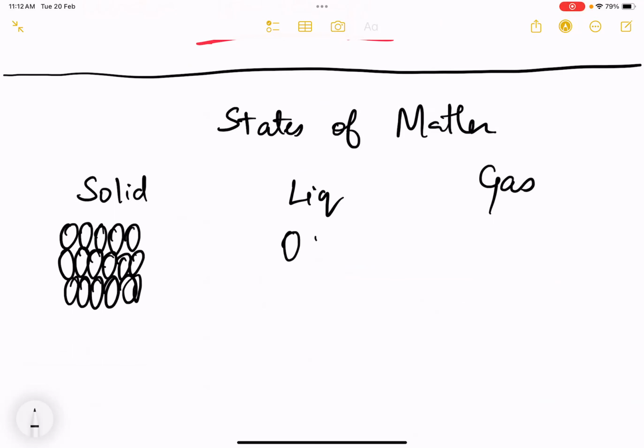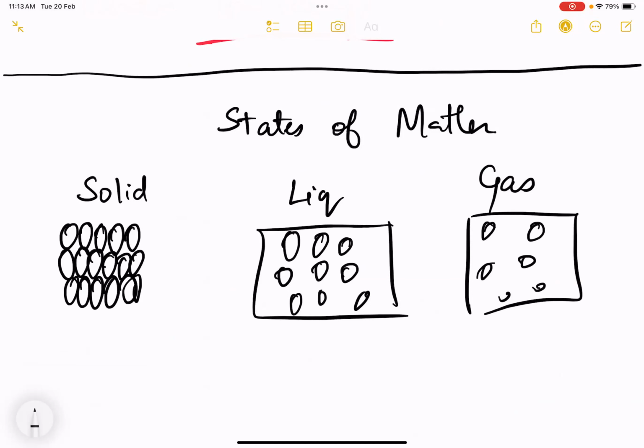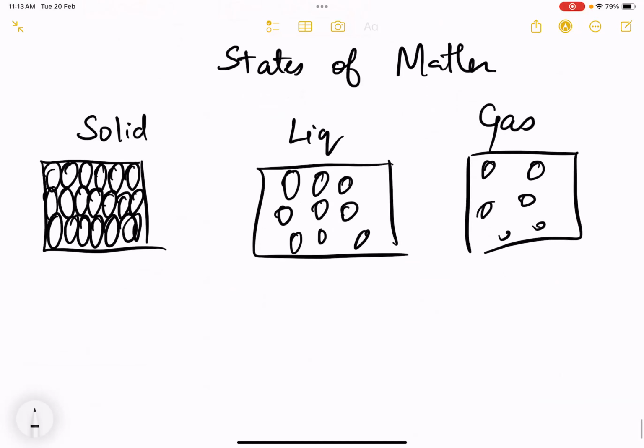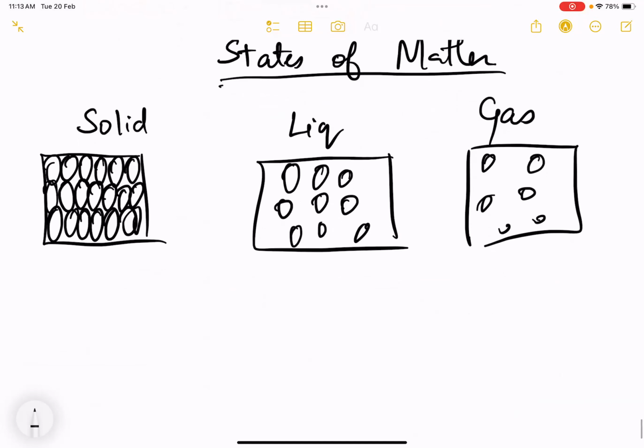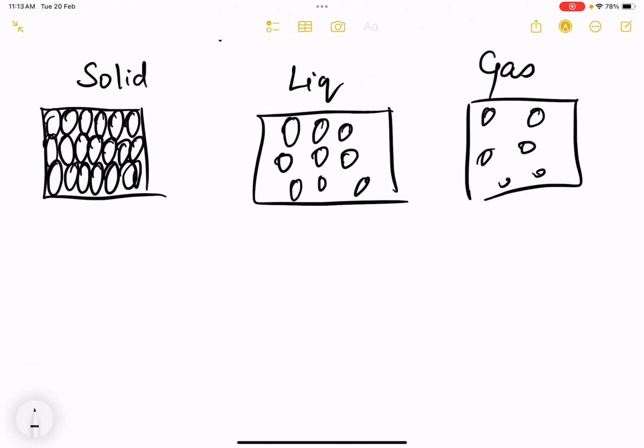Whereas if I draw liquid, there would be some space around it. And gases, they have a lot of space. Now I will enclose it in a box so that it gives you a proper analysis and proper visualization of how the atoms are packed. Now, since I am starting with solid, let's do some properties of solids.